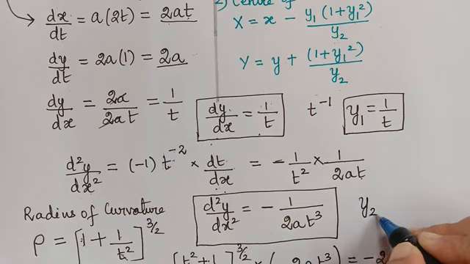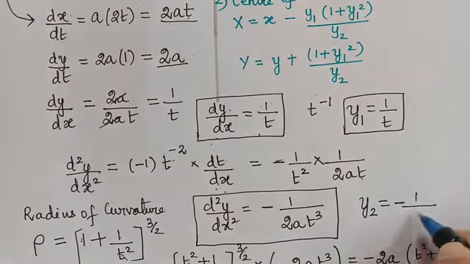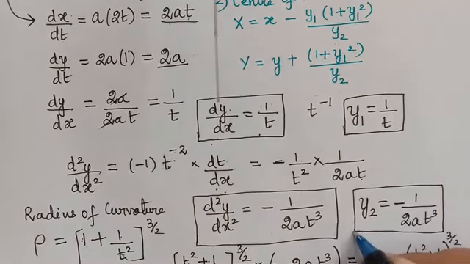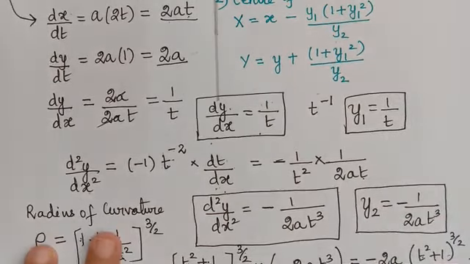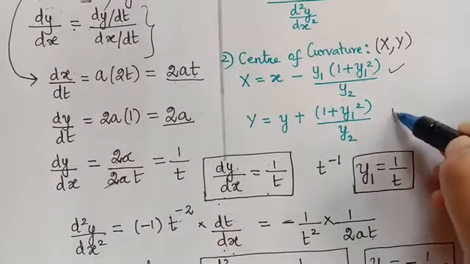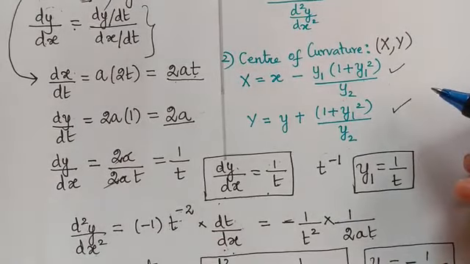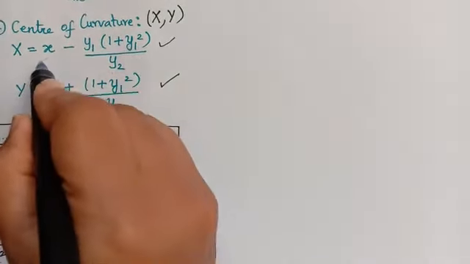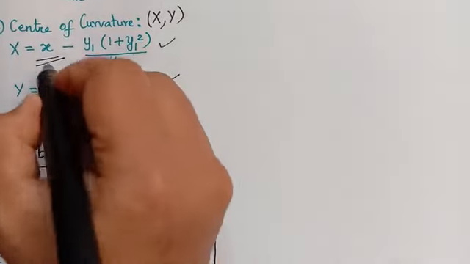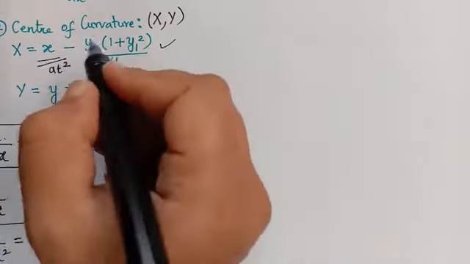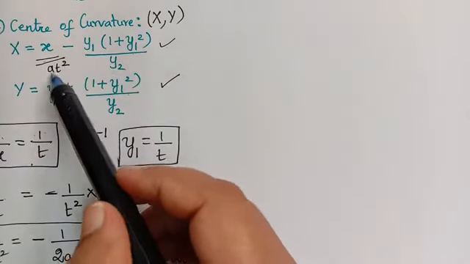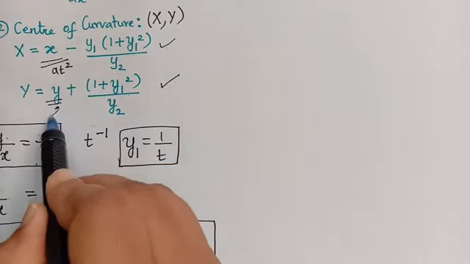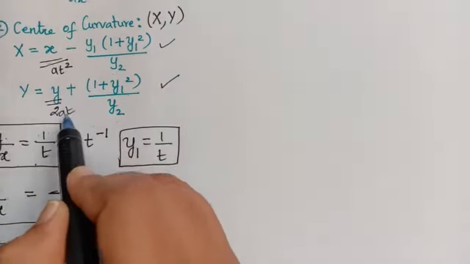So therefore y2 is equal to negative 1 by 2a t cube. So let us mark that also. Now we have to substitute these two in these two formulas to find the center of curvature. Now what is this x? In the beginning of the problem, when we wrote the parametric equation of the parabola, we wrote x is equal to at squared and y is equal to 2at. So these two we have to substitute in this formula.